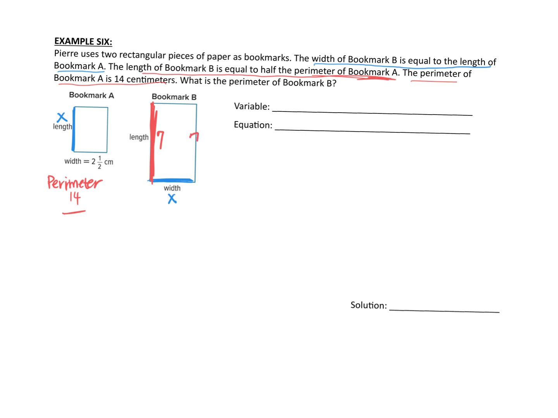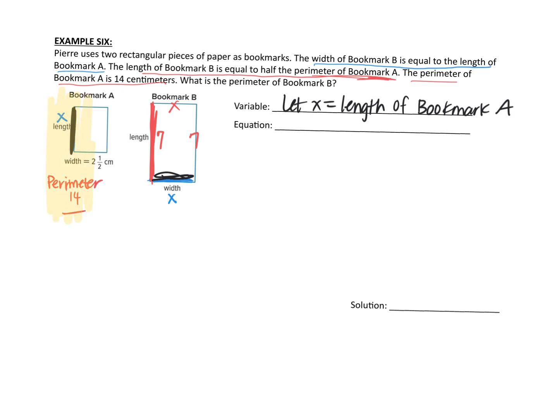All right, so I know this side is 7. I know this side is x. I can just label this. So I need to figure out what is the perimeter of bookmark B. But before I can do that, I need to figure out what x equals. So let's say let x equal the length of bookmark A, because that was the first thing it told us. I need to figure out this length, because if I know that, then I can figure out this one. Let's think about what they tell us about this first one.